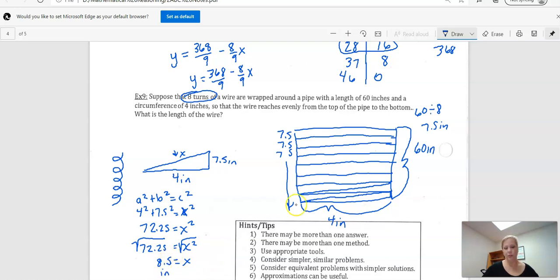Okay, so that's one of them. But how many do we have? We have 8 of them. So we need to take this and multiply 8.5 times 8 to get our final answer of 68 inches.